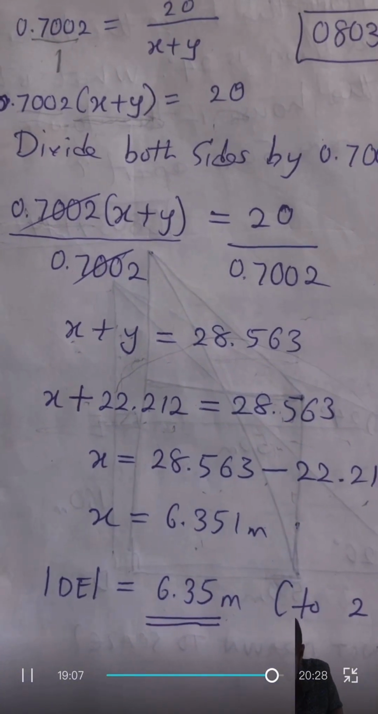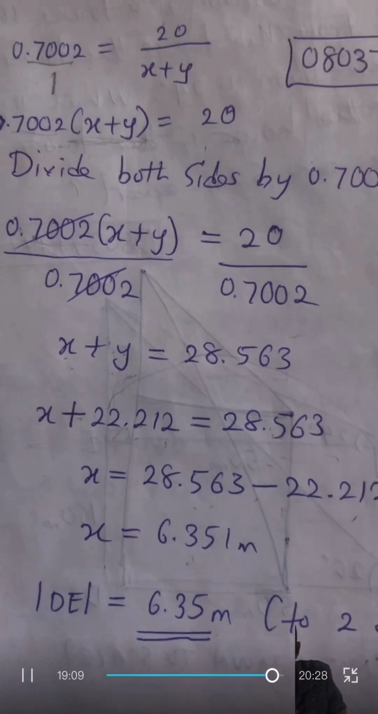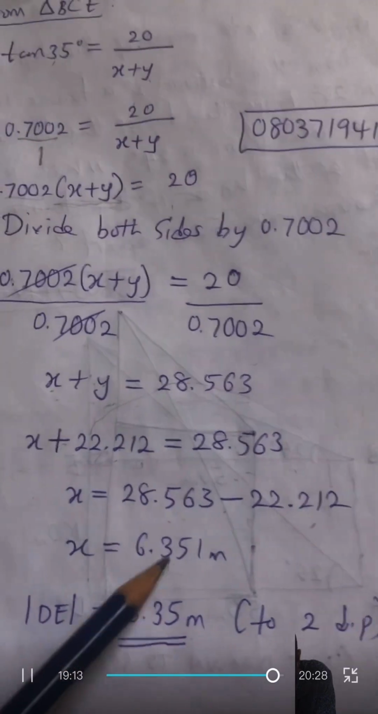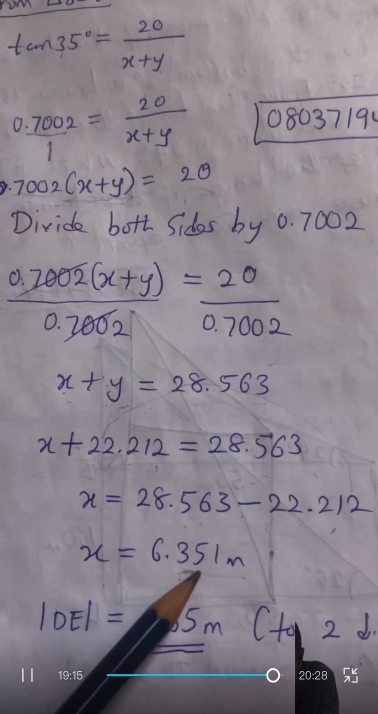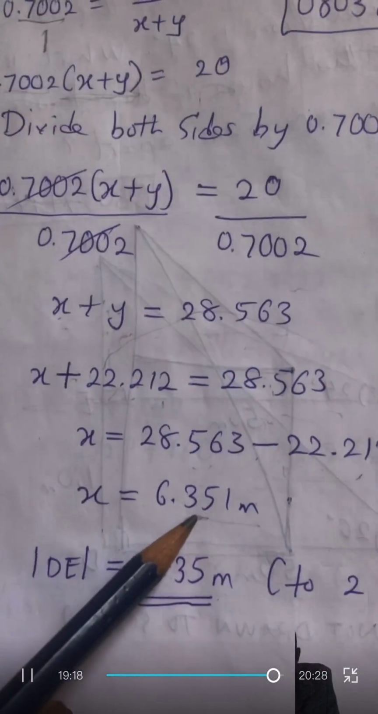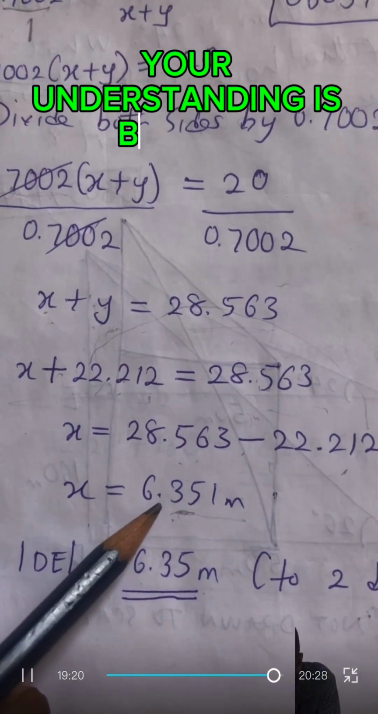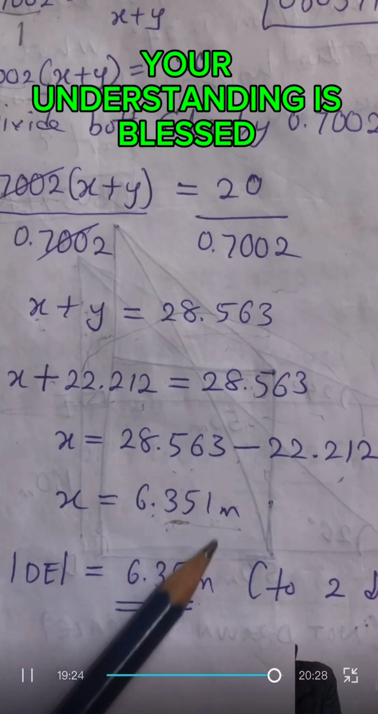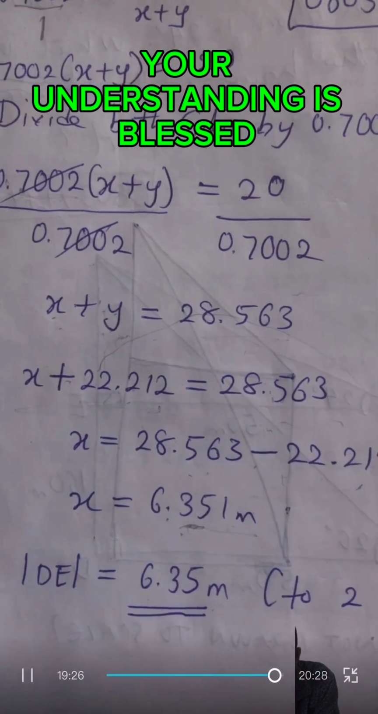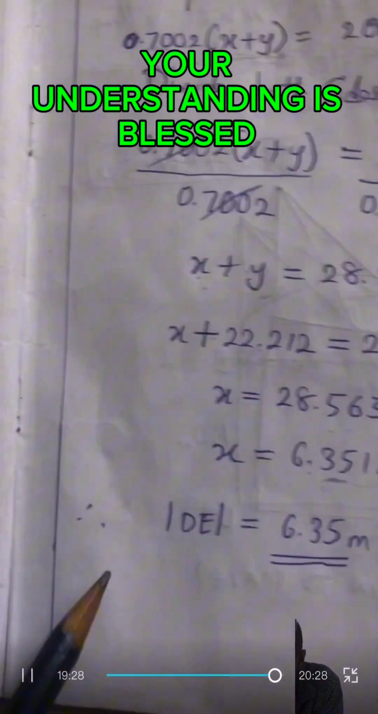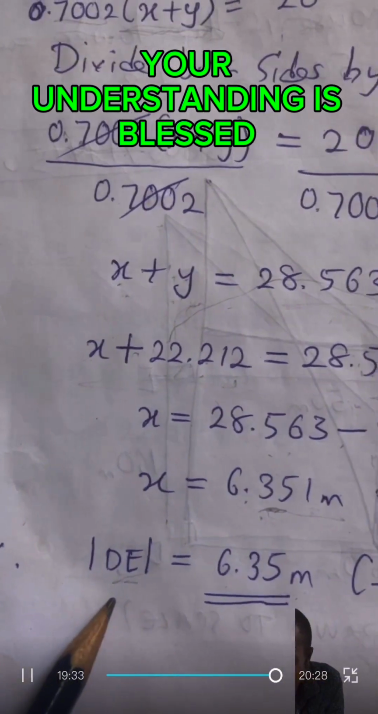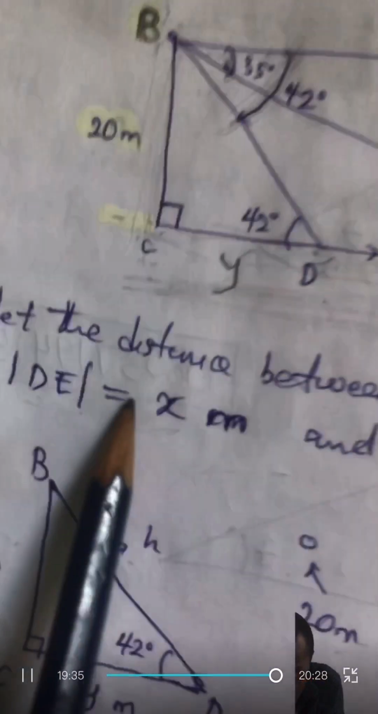Okay, but they said the answer should be in 2 decimal places. So what do you do? You convert that 3 decimal place number that you have there to 2 decimal places. That is, you're going to have 2 digits after that decimal point, which is 35. The next number after 5 is 1. It's not up to 5. What do you do? You round it down. So you are left with just 6.35 in meters. So we succeeded in getting the distance between the two bolts, which is line D, E.